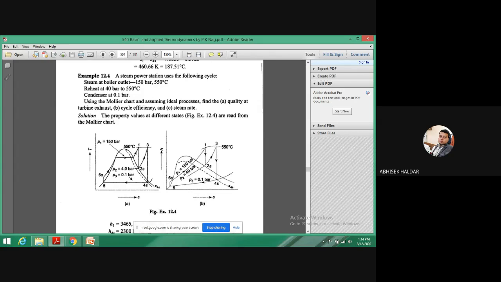Isn't it very easy? Yes, sir. You don't need to do any calculation. From this point 3, I will drop down, again using my scale, up to the 0.1 bar that is given. 0.1 bar is nothing but the condenser pressure.